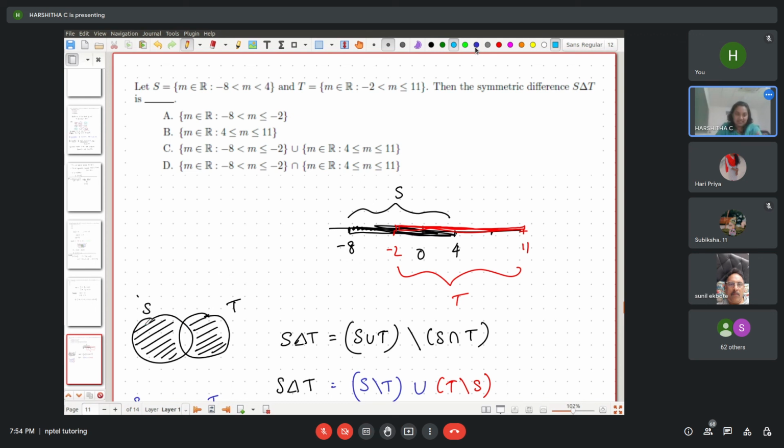To compare it with this diagram, what would be the symmetric difference? S symmetric difference T, we'll mark it in this light blue. You're taking the whole thing, but you're removing the intersection. So it would be this portion union this portion.